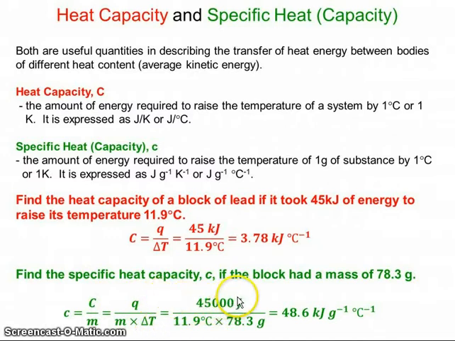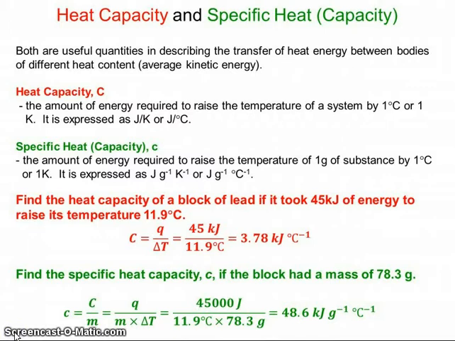But I'm going to go ahead and change my energy, in this case, from kilojoules into joules, simply because the number will be much smaller now that we're dividing by the mass. So I'm going to take 45,000 joules, divide it by 11.9 degrees Celsius times 78.3 grams, and now we see that it takes 48.6 joules to raise every gram by 1 degree Celsius.